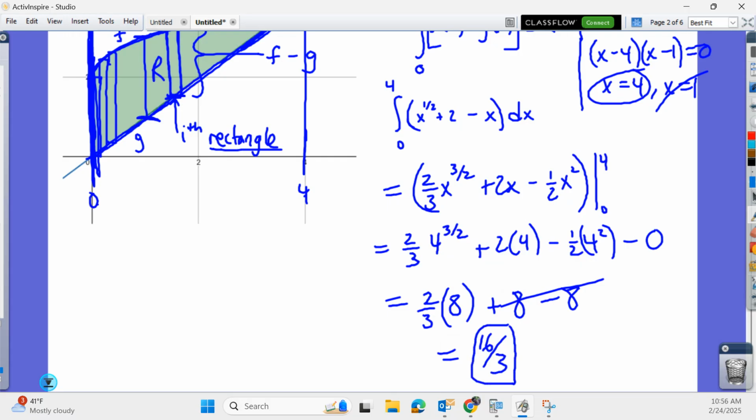All right, so that's it for this first video. That's the area of region R. In the next video, we'll be looking at the volume when you revolve R about the x-axis.